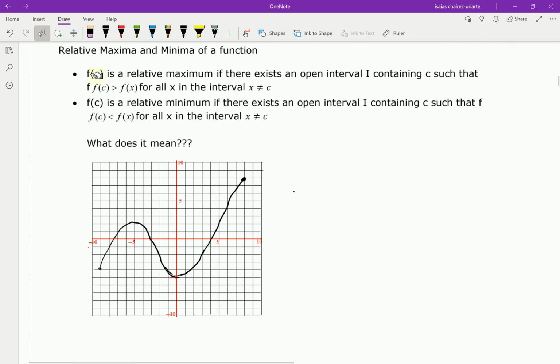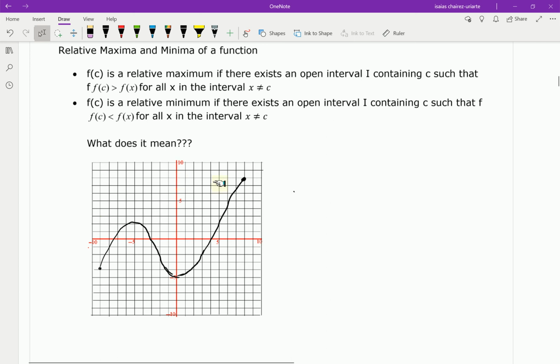So this is a y value right here. f of c is a relative maximum if there is an open interval I containing c such that f of c is bigger than f of x for all x on the interval except for x equals c. Yeah, that's quite a mouthful. And f of c is a relative minimum if there is an open interval I that contains c such that f of c is less than f of x for all x on the interval I, and x is not equal to c. What does any of this mean?